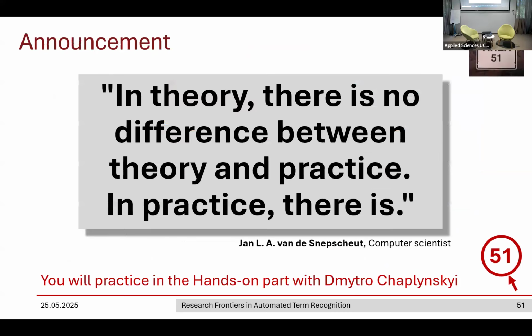And now I'm just going to announce the practical part, Dmitry with his subsequent tutorial, and this is his motto. It says, in theory, there is no difference between theory and practice, but in practice there is. So by that, we're entering the dangerous area of practice.